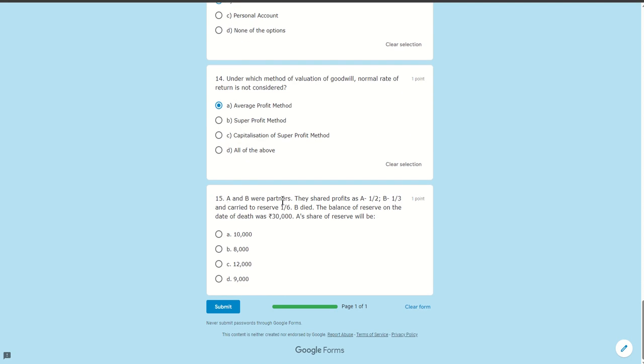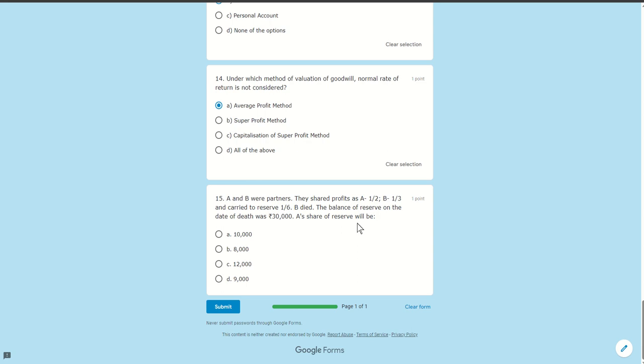Let's move on to the last question. A and B were partners. They share profits as 1 by 2, 1 by 3, and carried a reserve of 1/6. B died. The balance of reserve on the date of death was 30,000. A's share of reserve will be how much?